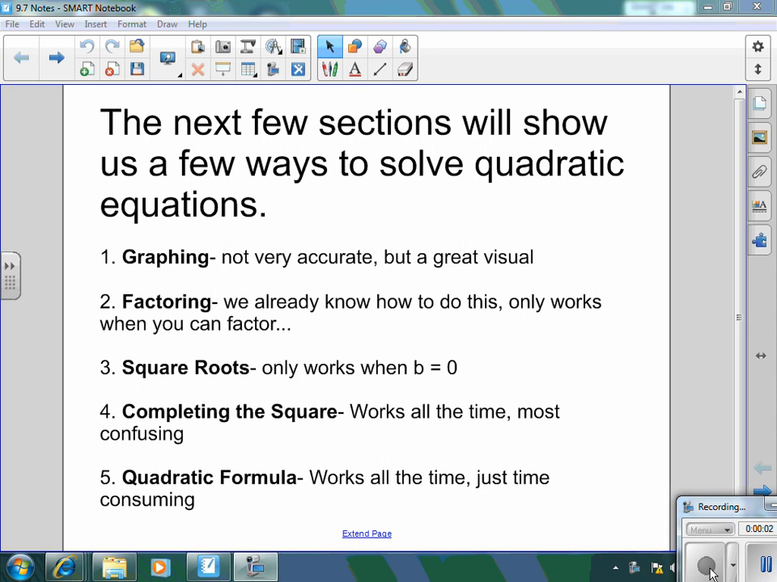So we have learned how to solve quadratic equations by graphing. We've learned how to solve them with factoring. And today we're going to do square roots. Just like factoring, this has some limitations.